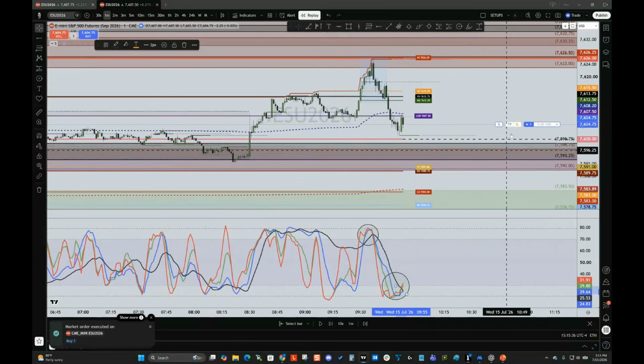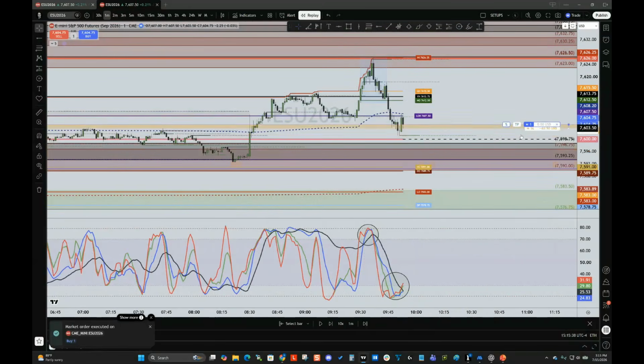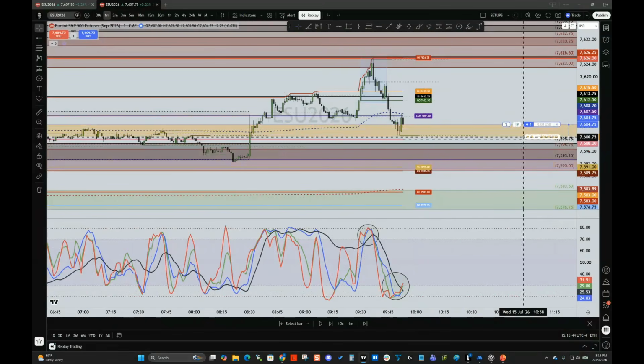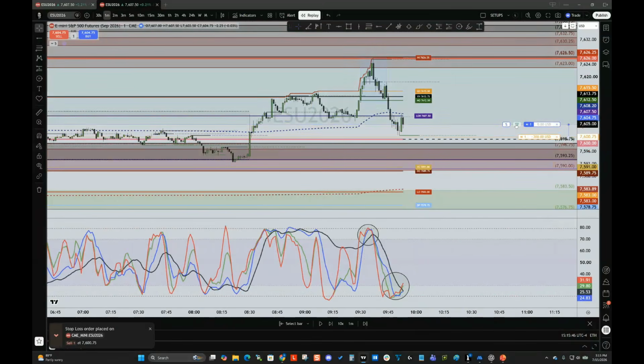My stop loss will go below the most recent pivot low, and my take profit will go toward the high of the range a little bit before, to be conservative.